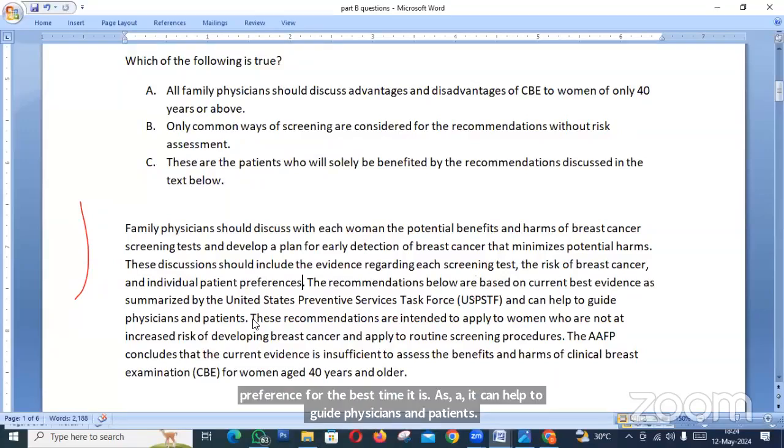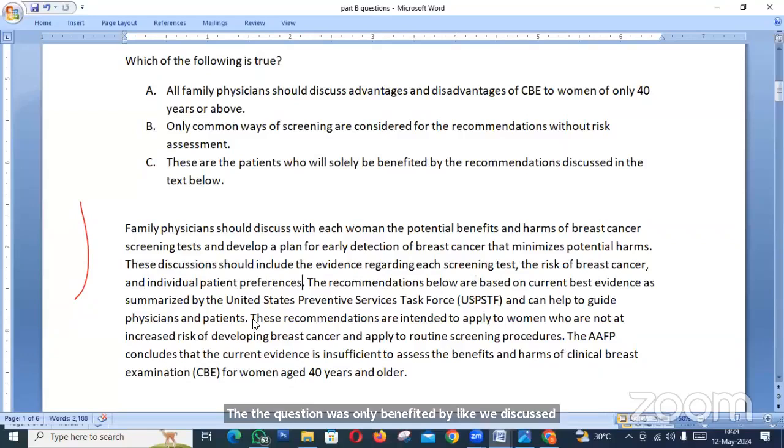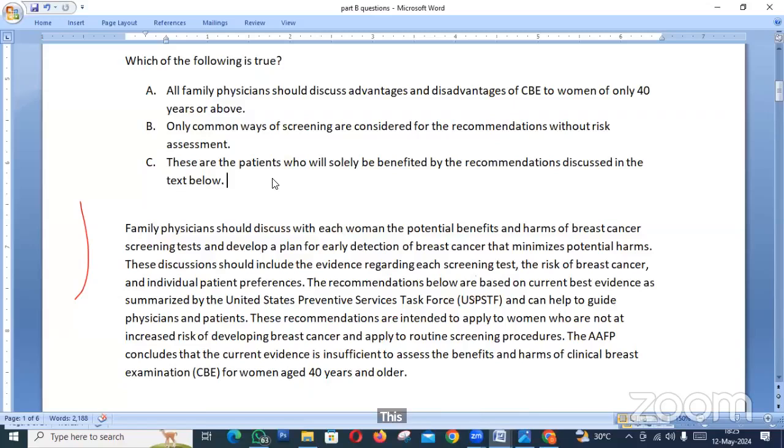These are the patients who solely benefit from the recommendation discussed in the text. Someone is saying C, but we can skip C because this is not true. They can benefit from other things also, though those things are not clear in the text. So B is the correct one, yeah?